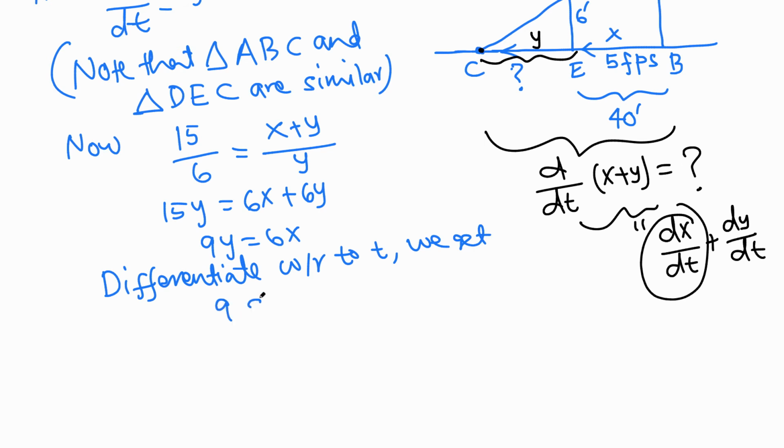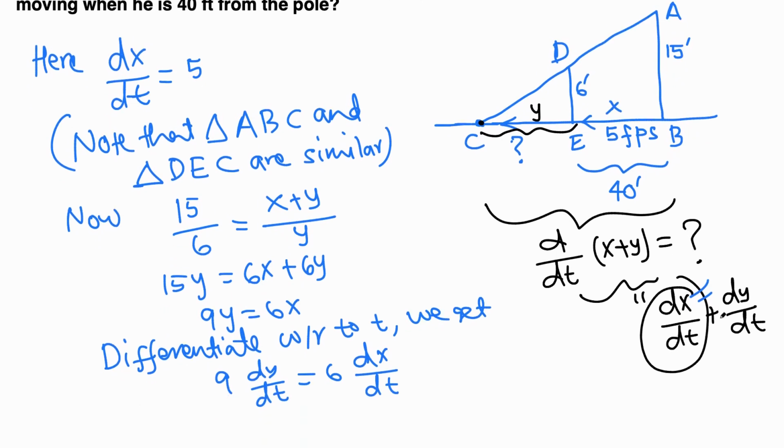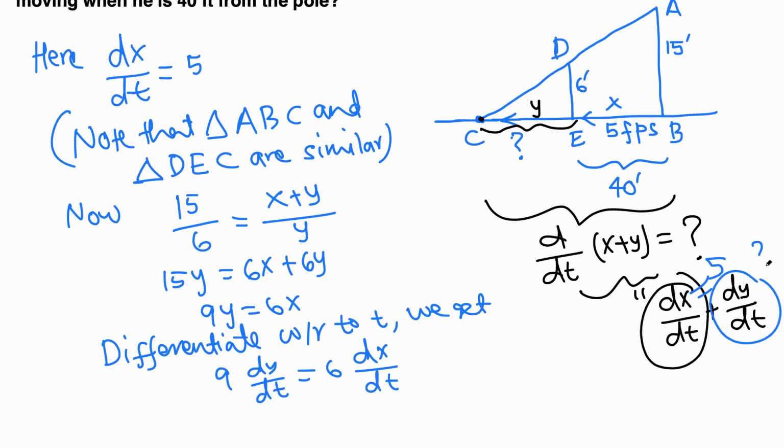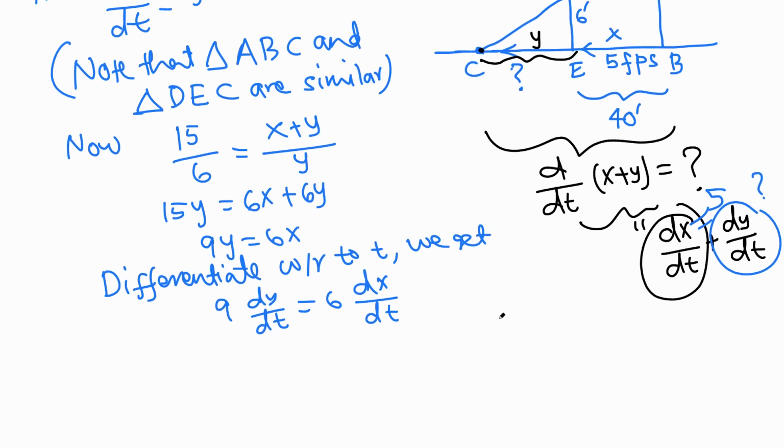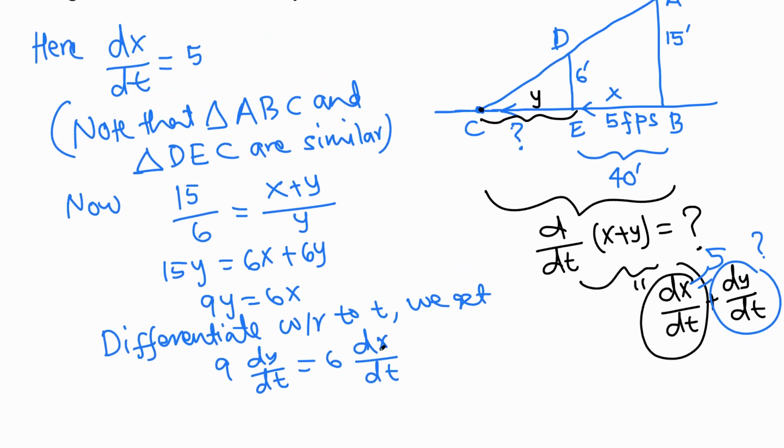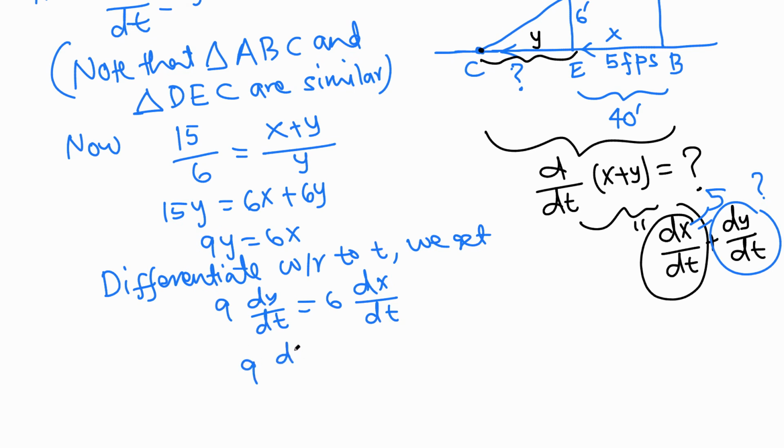So that will be 9 dy over dt, because the constant survives, we just take the derivative of the variable. Here, 6 dx over dt. And if we go back, dx over dt is given in the question as 5, and we need dy over dt, then we will be able to find how fast the tip of the shadow is moving. So dx over dt is given as 5, so 9 times dy over dt equals 6 times 5.